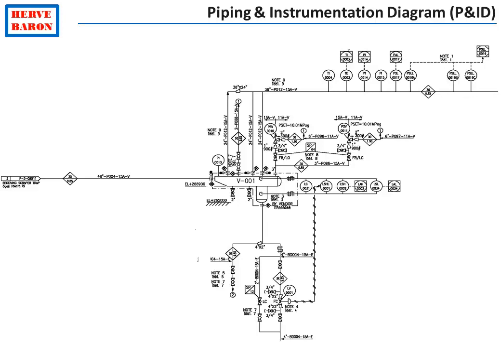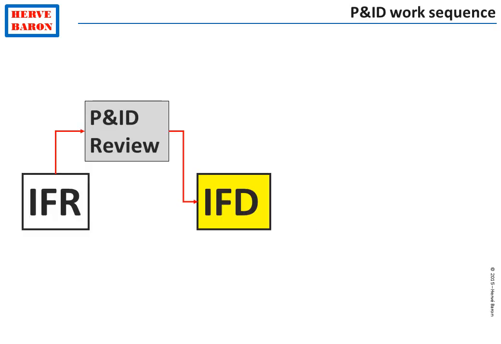The PNIDs are therefore subject to revision. Their initial issue is called issue for review and is reviewed during a meeting between the engineer and the plant owner, the future operator. Once the review has been held and the changes have been incorporated in the PNIDs, they are reissued in the revision called IFD, issued for design. But this is not the final issue of the PNIDs.